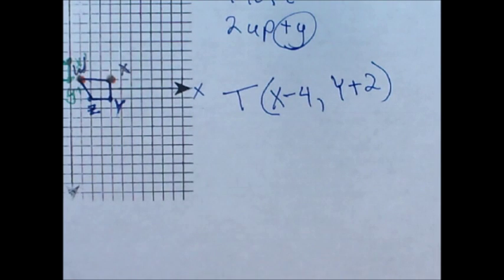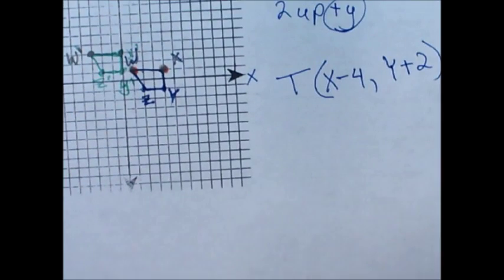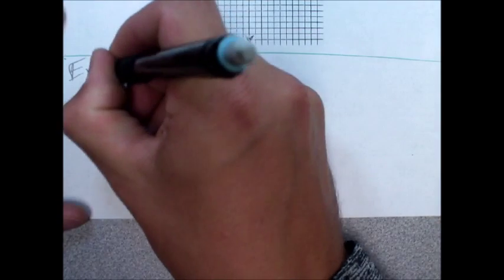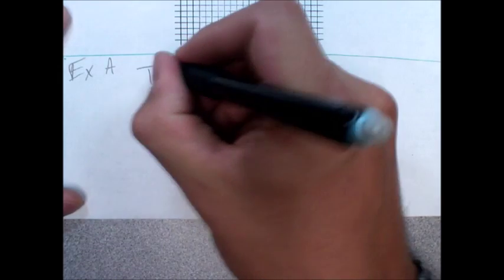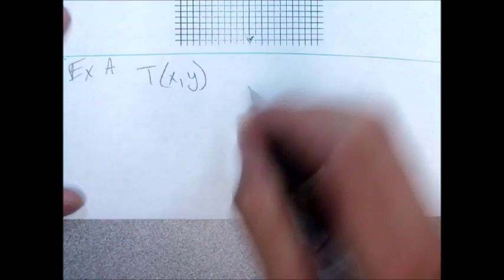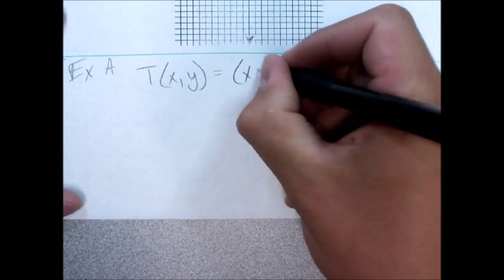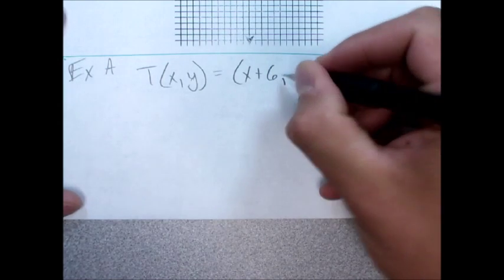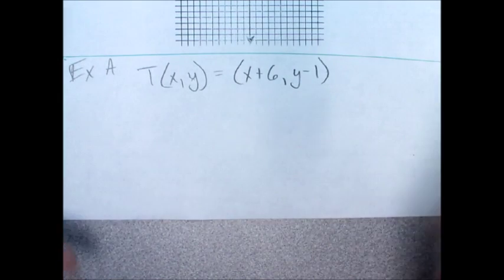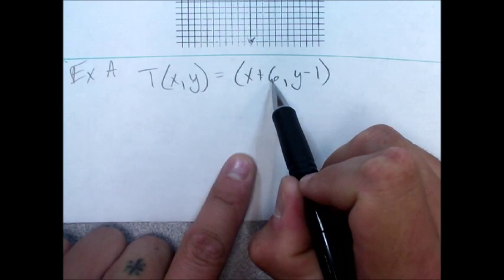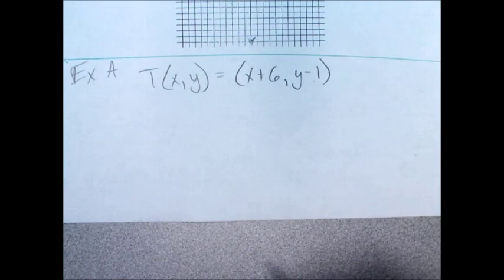Okay. So they might give you something that looks like this. This is example A from your book, if you flip your page. I'm going to zoom out here. It's probably the last example I get to you today. It says T of xy. This is like function notation. So translation of xy is x plus 6, comma, y minus 1. So this tells you that it's being shifted 6 units to the right and 1 unit down.